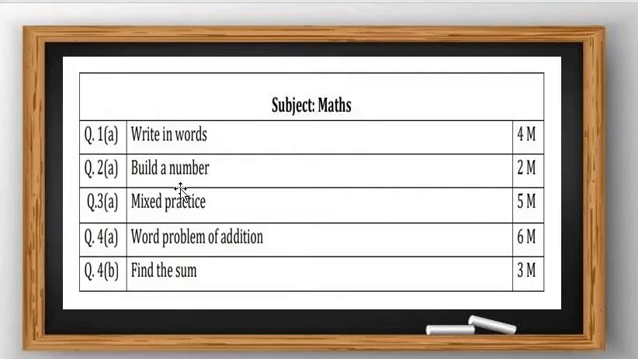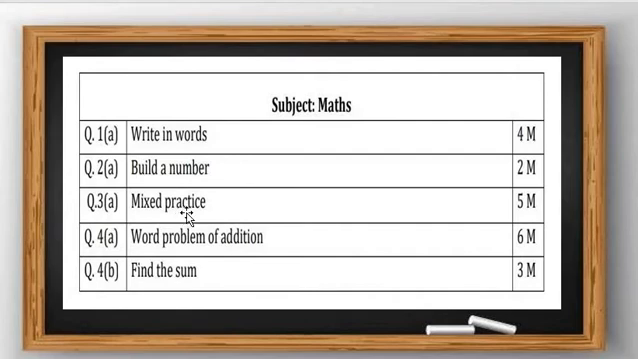Okay, that means 9 in the ones place, 0 in the hundreds place, 6 in the tens place, 7 in the thousands place. You write it like that. You only identify which place and which digit. Understood? Then after that, mixed practice. What is mixed practice?